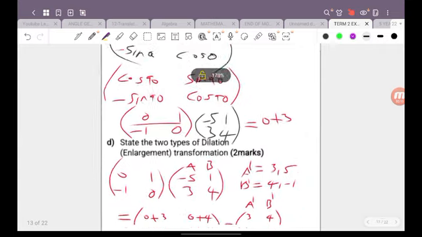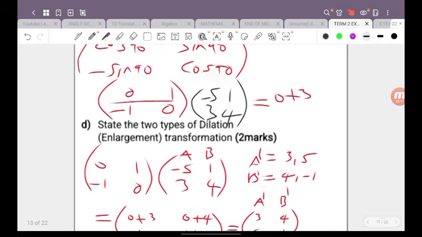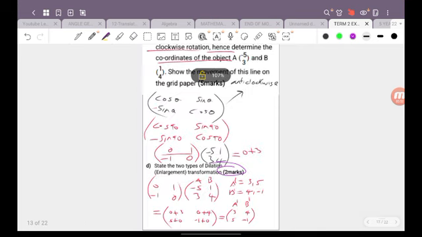Then we're going to move on to another aspect of the exam paper. Oh, sorry, I did forget this point down here. It says that we're to state two types of dilation, otherwise called enlargement transformation. Well, there's only two types, and those are a magnified dilation and a reduced dilation. When an enlargement is magnified, we call it a magnified enlargement or magnified dilation, and when an object shrinks in size, we call it a reduced dilation. So that pretty much answers that question.